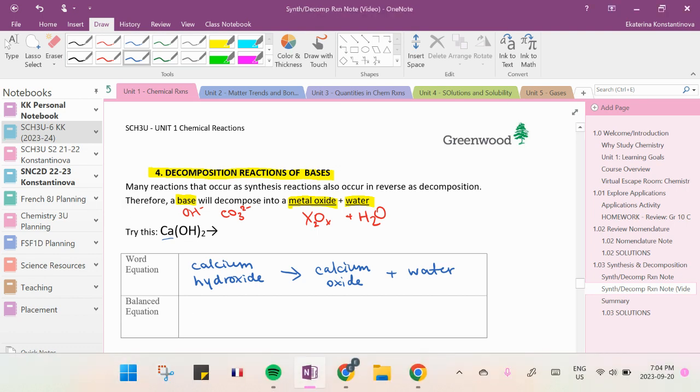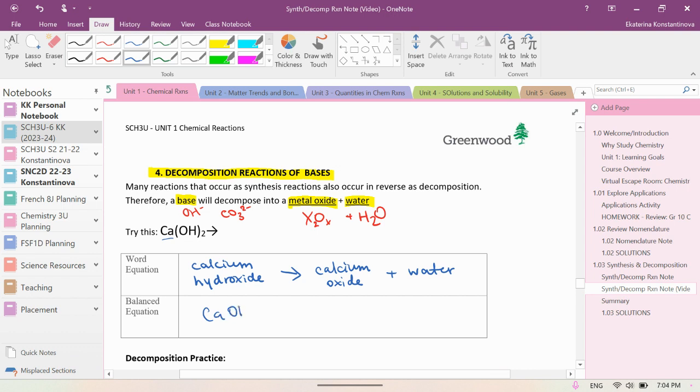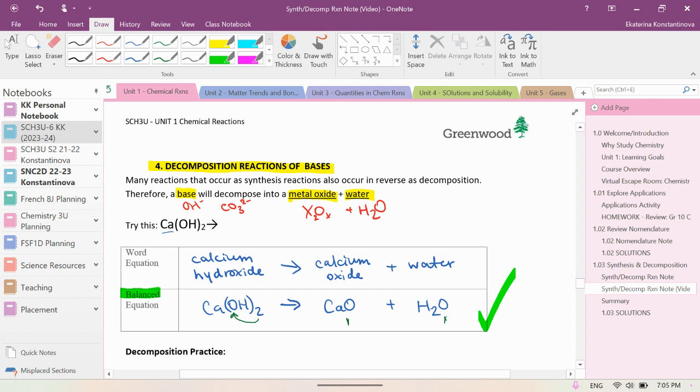Calcium hydroxide decomposes into calcium oxide. Check your charges. Calcium 2 plus, oxygen 2 minus. Simplify, gets you CaO plus H2O. Let's double check. Is it balanced? 1 calcium on the left, 1 calcium on the right, 2 hydrogens on the left, 2 hydrogens on the right, and 2 oxygens on the left, right? 2 times the oxygen, and 2 oxygens on the right, even though they're in different places. So yes, this equation is balanced.